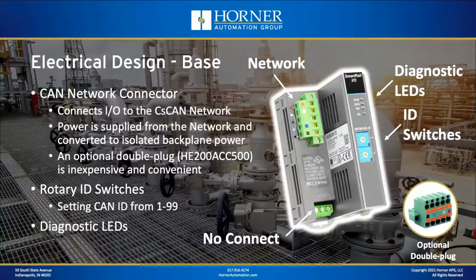Now, to set the ID of the base on the network, we have a pair of rotary ID switches. Now, legal CAN addresses on CsCAN, for all CsCAN devices, are 1 to 253. Now, the SmartRail CsCAN base uses decimal type rotary switches. So you can only set the ID between 1 and 99 with those rotary switches, but that's not really much of a limitation at all. And then there's also diagnostic LEDs on the front, and we'll cover those in quite a bit of detail later.